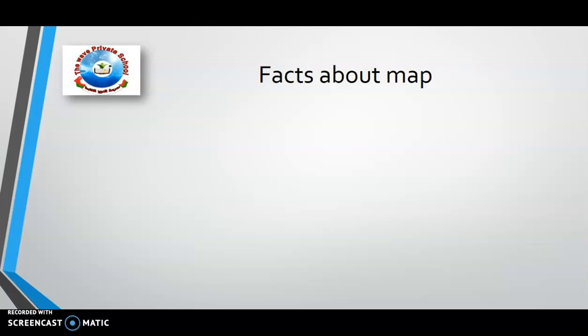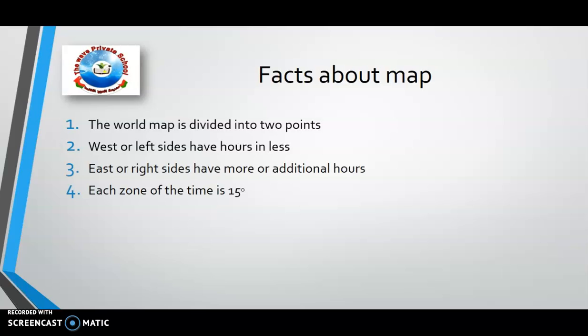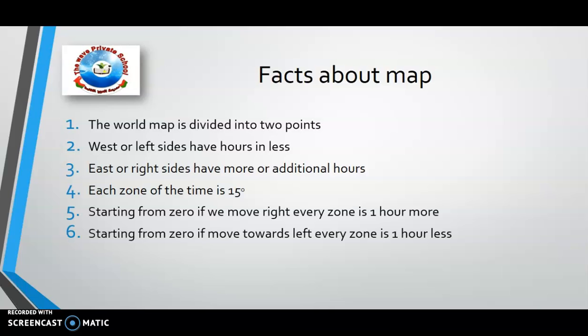According to our video and our observations, our first fact is the world map is divided into 2 parts. Second, if we go towards the left side, the hour is always less. If we move towards the right side, the hours are more. Each zone is 15 degrees, as I told you before. If we start from 0 and move towards the right, every zone is 1 hour more. If we start from 0 and move towards the left, every zone is 1 hour less.